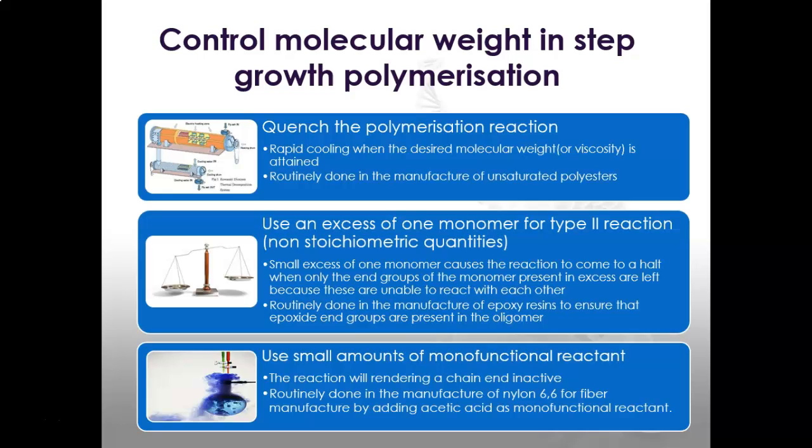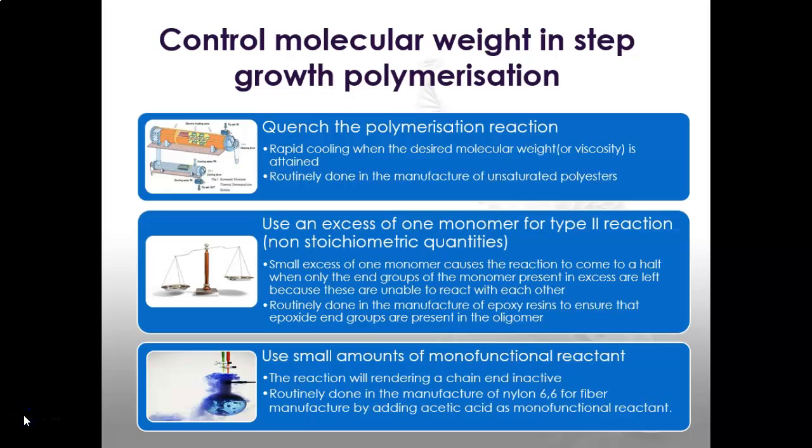The second step is to use an excess of one monomer for a type 2 reaction, which uses non-stoichiometric quantities. A small excess of one monomer causes the reaction to come to a halt when only the end groups of the monomer present in excess are left, because they are unable to react with each other.